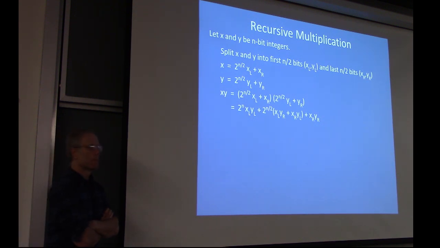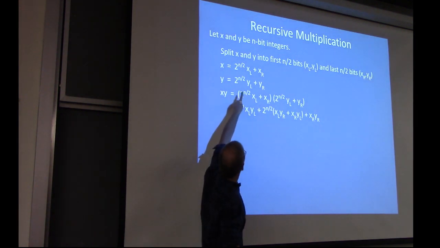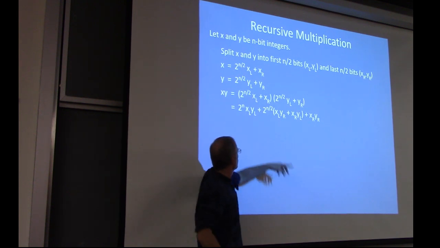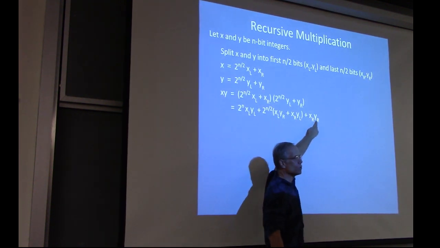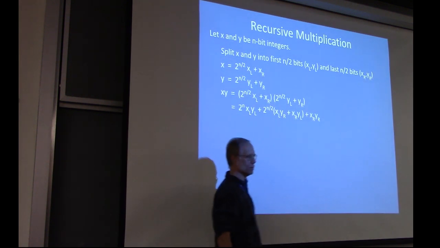Can you do the same multiplication for like XL and YL? We've reduced the problem of multiplying x and y, which are n bits long, to the problem of doing these 4 multiplications. But how long are the numbers? They're just half as long, n over 2.